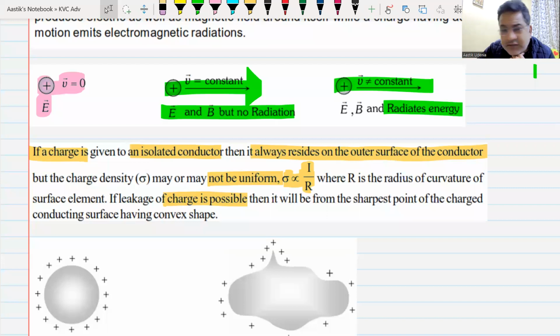This is what I was telling you. If the radius of curvature, let us say a sphere, is uniform, charge will be uniformly distributed. If it is non-uniform, sharp edges will have more charge and blunt edges will have less charge. We understand this? Yes, sir. Okay, I'll give you 2 minutes to note it down.